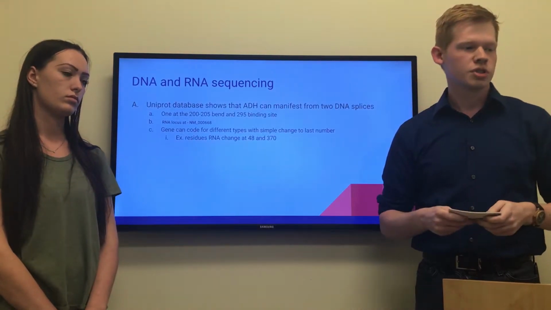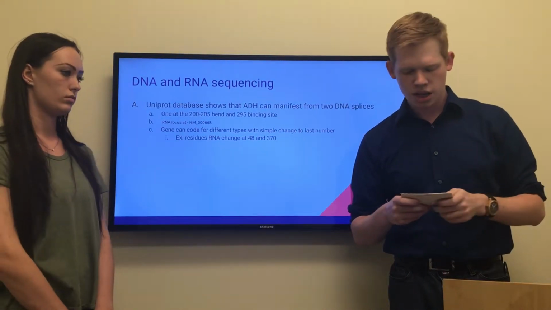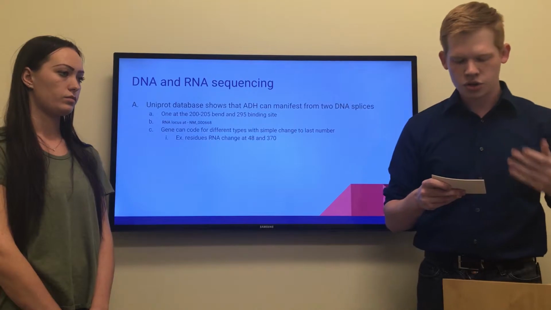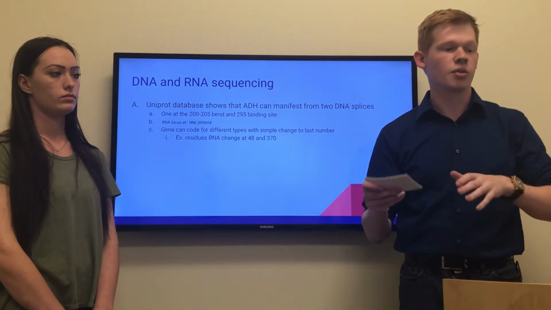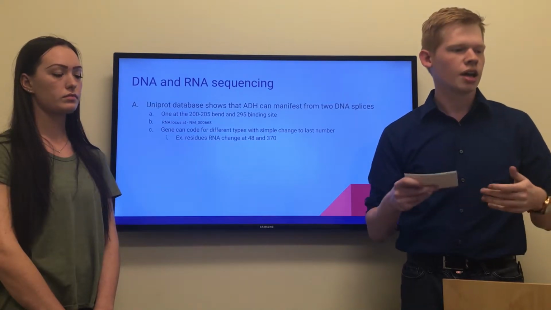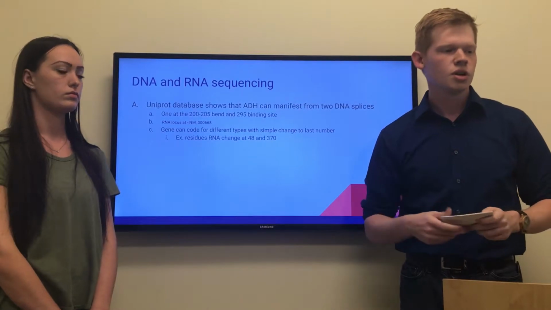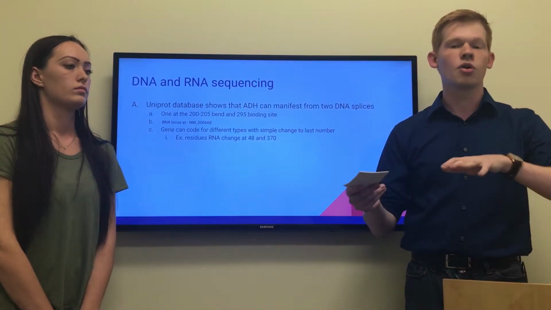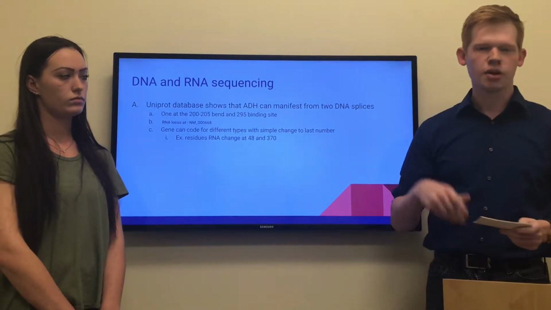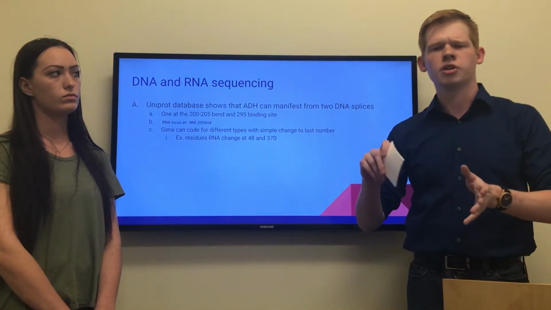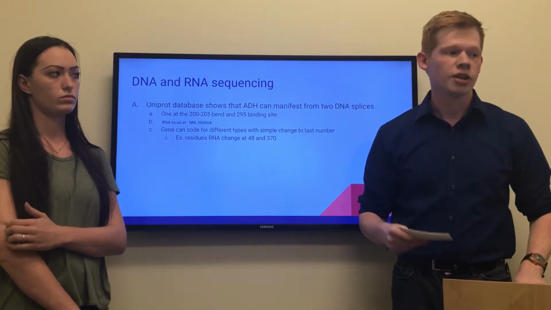The RNA locus was known as NM00668, and this is shown from H.D. Edinburgh in 2007, who showed that the gene can code for different types with simple changes to the last number. An example is the residue RNA change of 48 to 370, which can code for either the alpha, beta, or the gamma, different types of it, which ultimately leads to alcohols that are better at synthesizing the alcohol, which we'll talk about later in our paper.